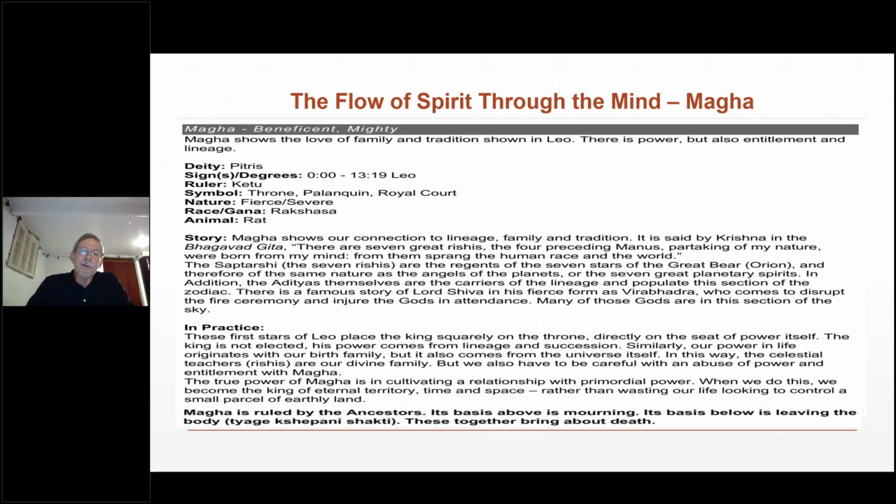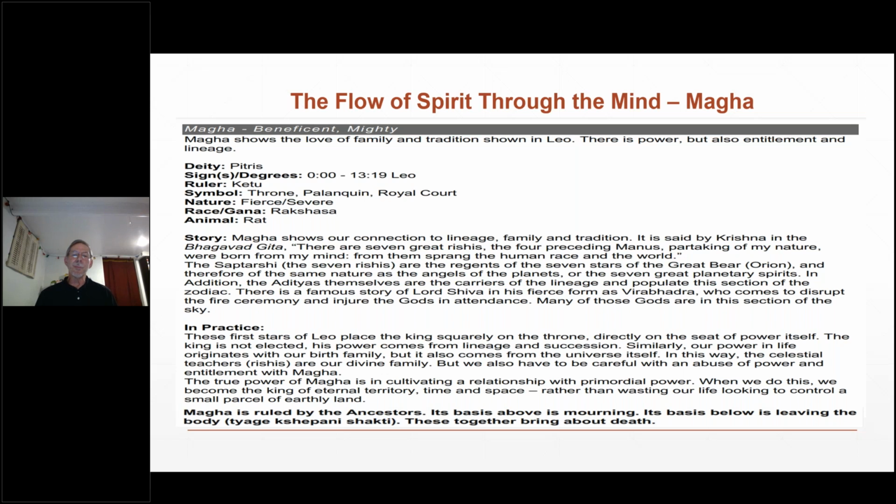So this point of ancestry is so important here. If it's the basis above, it's mourning without having that. If it's the basis below, it's leaving the body. And these together bring about the death in our life. And Ketu is that thing that can eventually take you out of this world, because it doesn't want to be here. It doesn't want anything to do with the world. It wants to suck the life out of the world.